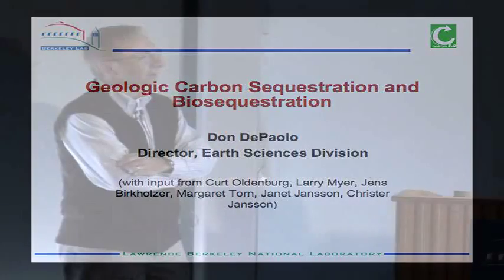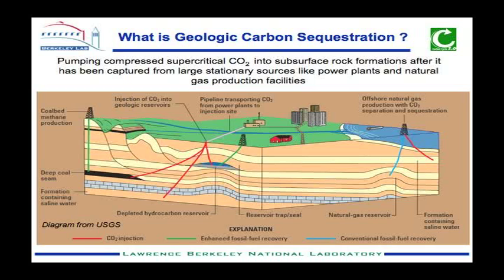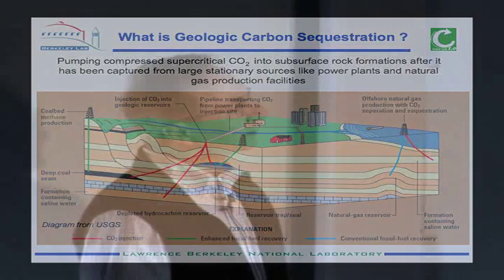I'll start out by answering a couple of questions that we can pose as a way of getting started. What is geologic carbon sequestration? Basically, it's pumping compressed supercritical CO2 into the subsurface, into rock formations that we think can hold it. The CO2 has to be captured from what are called large stationary sources like power plants and natural gas production facilities. And to show you what kinds of options there are, here's a diagram.